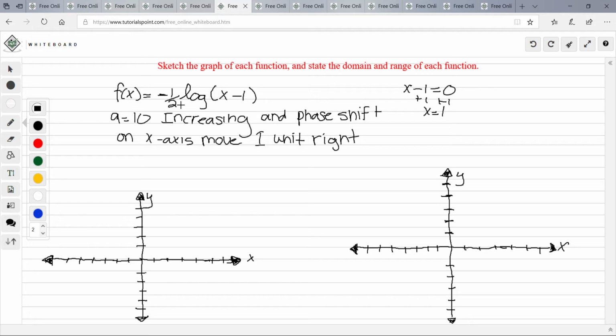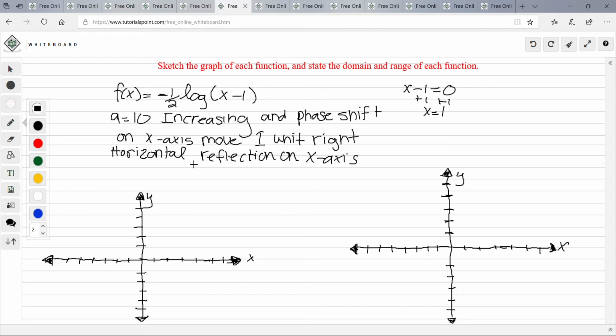So you move one unit to the right, and then let's look at this negative one half. This negative one half means there is going to be a horizontal reflection on the x-axis. So let me graph log base.